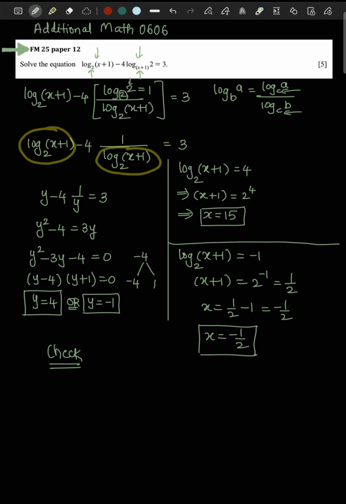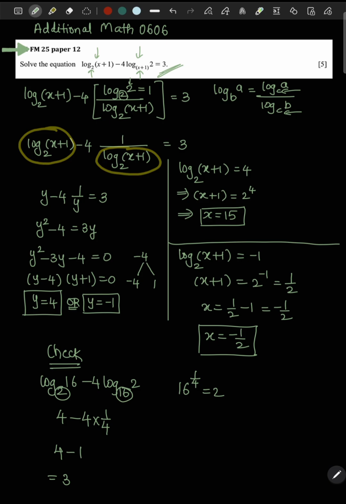If I substitute 15 in place of x, I get log of 15 plus 1, that's 16 base 2, minus 4 times log 2 base 16. What is the number 2 raised to give 16? And that's 4, minus 4 times. Now 16 and 2, what is the relationship between 16 and 2? The fourth root of 16 gives me 2. So this value is 1/4. And therefore I get 4 minus 1, which is equal to 3. So I get my right hand side as 3. So my value 15 is correct.